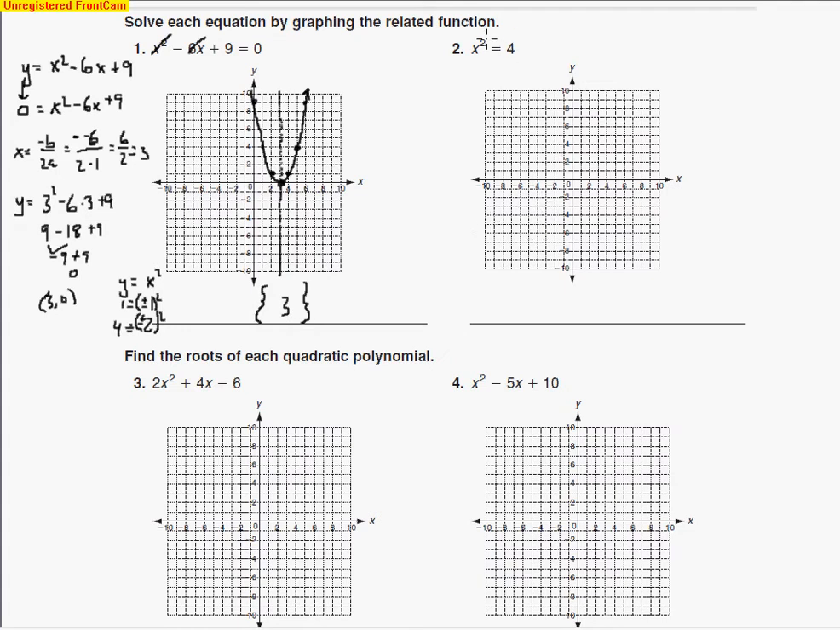On the next one, x squared equals 4. Well, the first thing you're going to want to do is subtract the 4 from both sides.